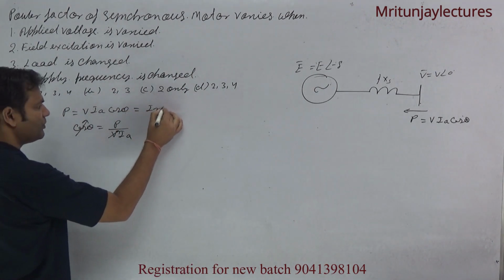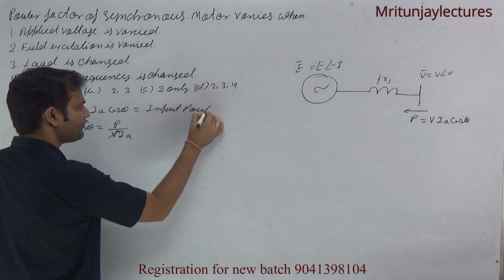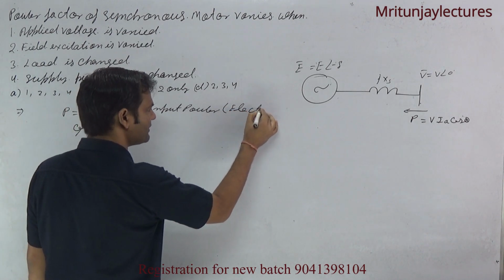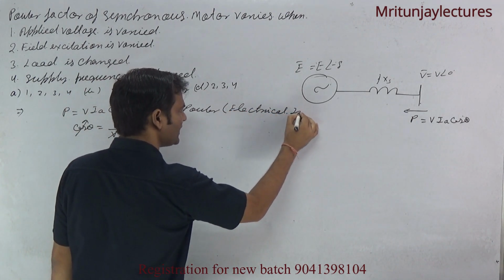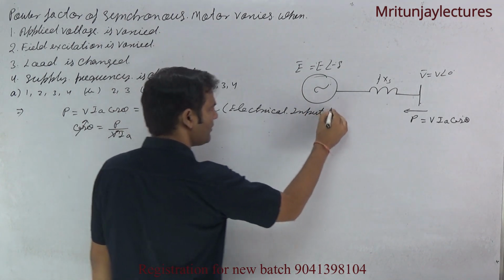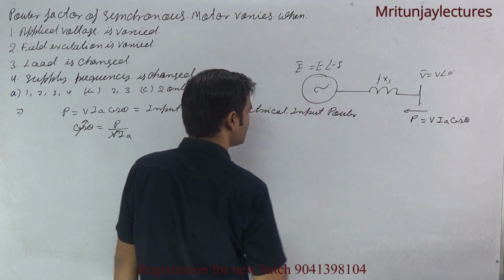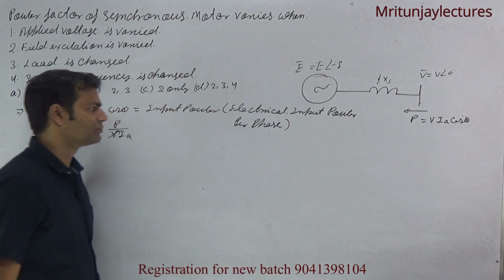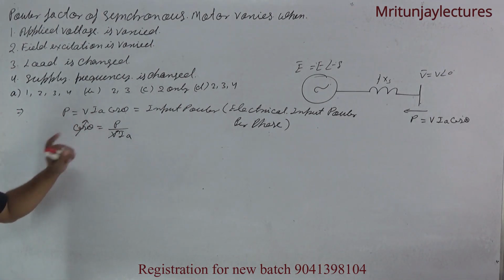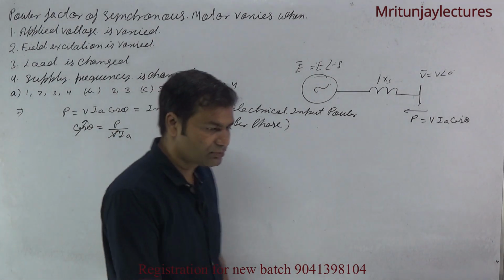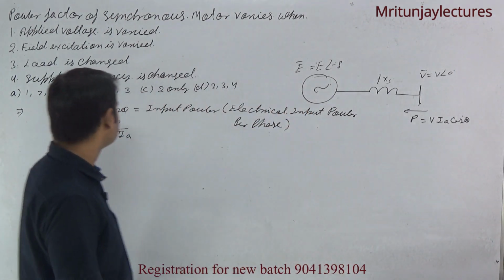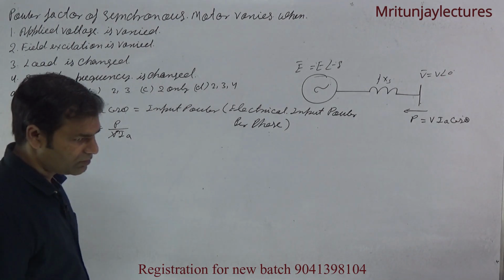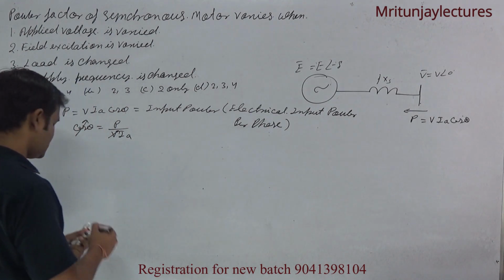That P is called input power, the electrical input power per phase of the synchronous motor. Clear? P is written as V Ia into cos theta. So cos theta is written as P divided by V into Ia. So if V varies, then cos theta also varies. So the first option is correct.